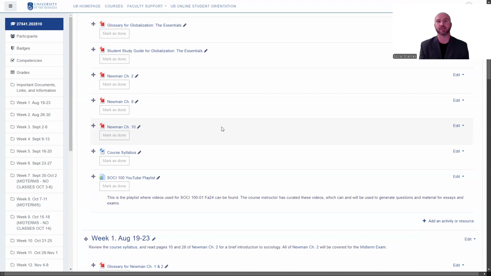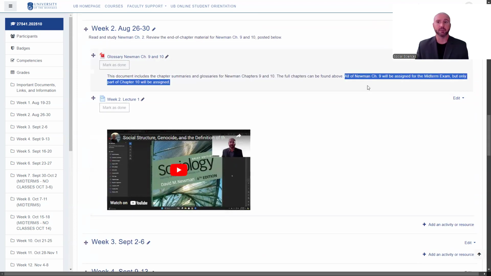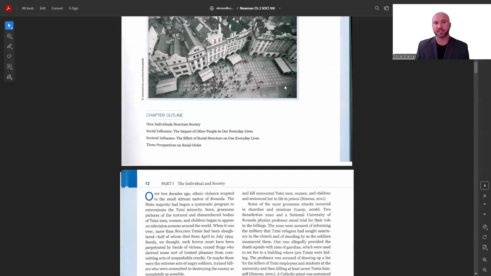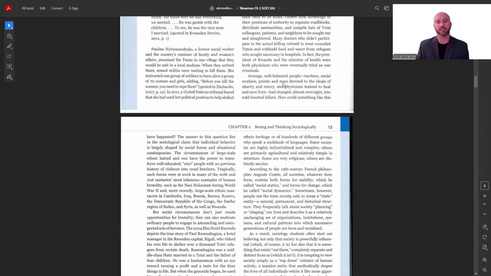I found over the several semesters I've been teaching this course that it's a much more readable, comprehensible book than the one that was chosen for this course, which is more suitable for the junior, senior level, in my opinion. As I say here, all of Newman chapter 2 will be covered for the midterm exam. All of Newman chapter 9 will be assigned for the midterm exam, but only part of chapter 10 will be assigned, and I'll be showing you that in video as we proceed through these coming weeks. So let's jump into the material. We'll pick back up in chapter 2, and I want to indicate that this opening vignette at the beginning of chapter 2 is part of the material that I'll examine you on. That's what I mean by all of the material in chapter 2.